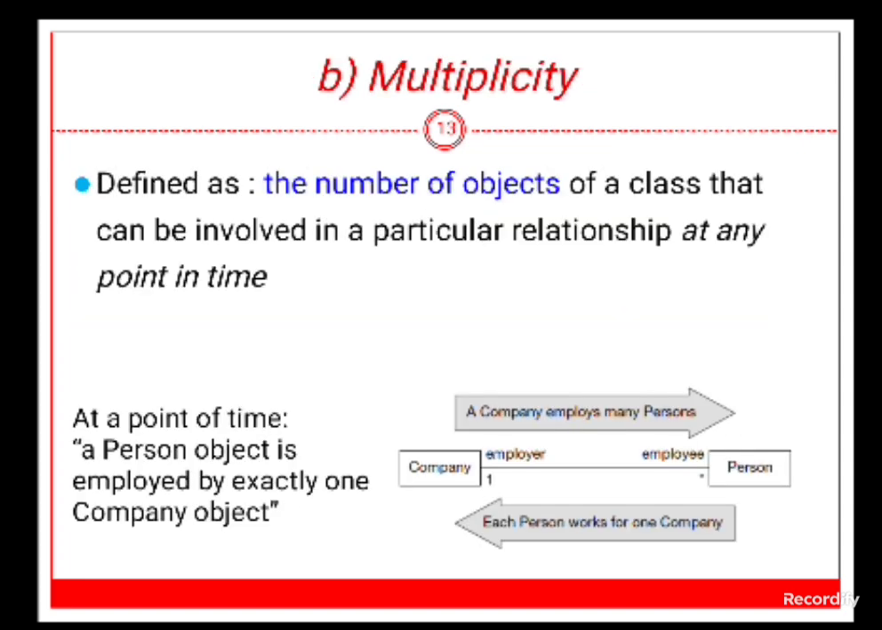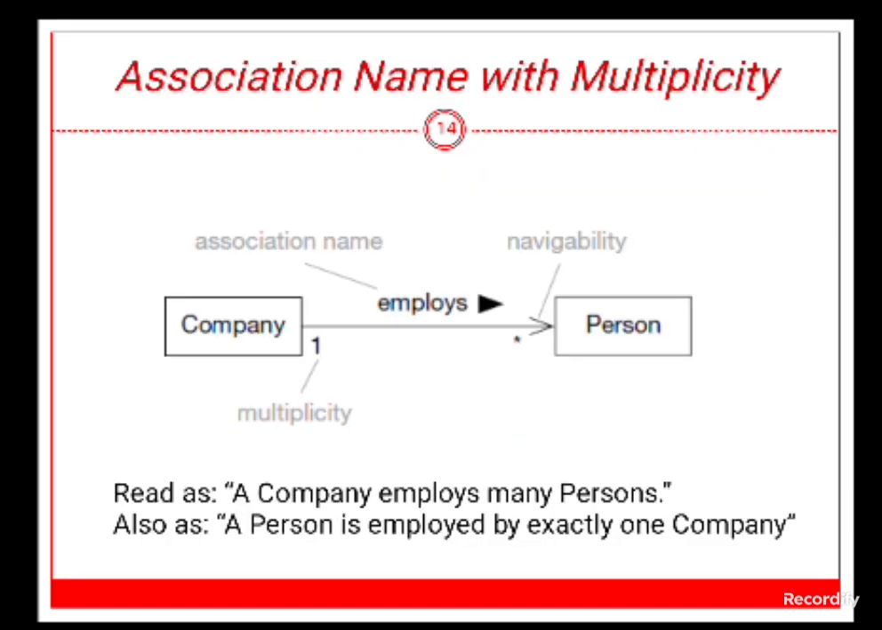Next one is multiplicity. It is defined as the number of objects of a class that can be involved in a particular relationship at any point in time. So next one is association name with multiplicity. This example combines the association name with multiplicity. We read it as a company employs many persons and a person is employed by exactly one company. Multiplicity helps us define business rules.